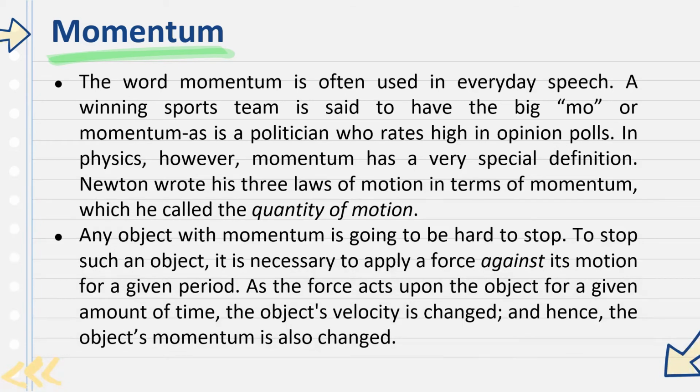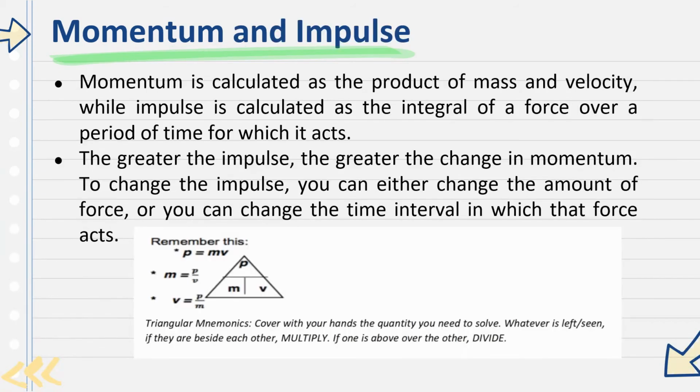To stop such an object, it is necessary to apply a force against its motion for a given period. As the force acts upon the object for a given amount of time, the object's velocity is changed, and hence, the object's momentum is also changed. Momentum is calculated as the product of mass and velocity, while impulse is calculated as the integral of a force over a period of time for which it acts. The greater the impulse, the greater the change in momentum. To change the impulse, you can either change the amount of force or you can change the time interval in which that force acts.